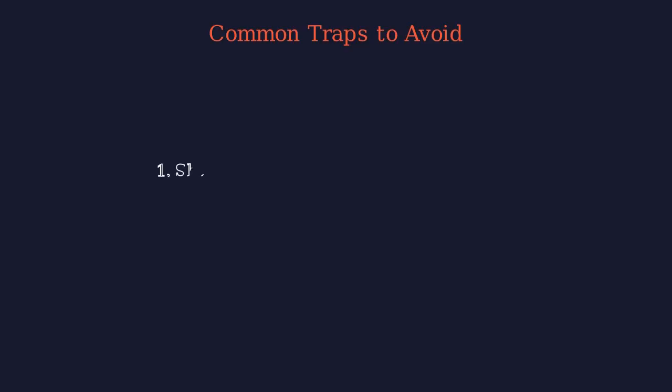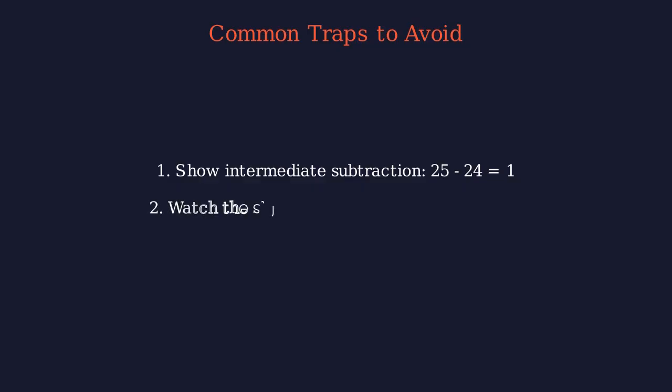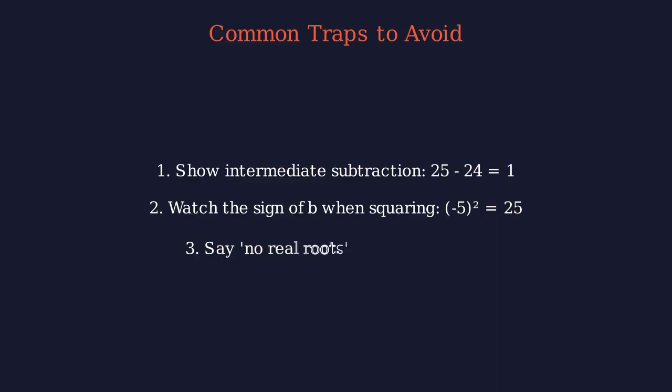Common traps to avoid: arithmetic slips when calculating b squared minus 4ac. Always show the intermediate subtraction. For example, write 25 minus 24 equals 1. Don't forget the sign of b when squaring. Write negative 5 squared so markers can follow your working. Also avoid saying no solution when D is less than 0. Prefer the phrase no real roots. That precision matches what the mark scheme expects.